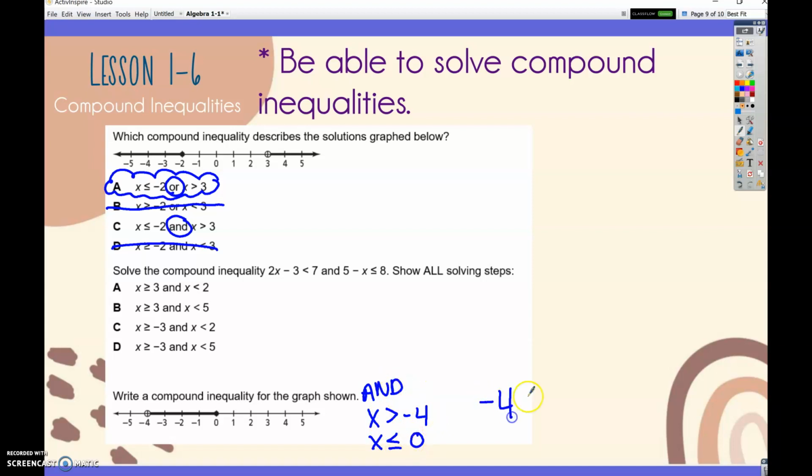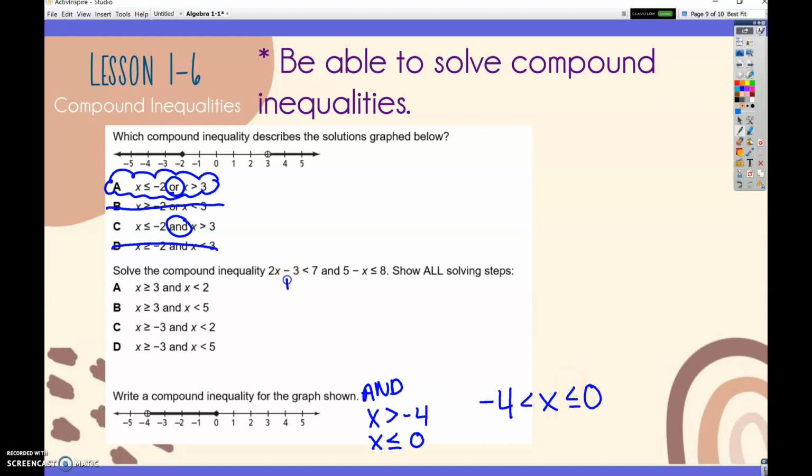Another way you could write that, though, is like this, as a double inequality. So we would put our 0. Both of these say the same thing, but this says the x value must be between -4 and 0.